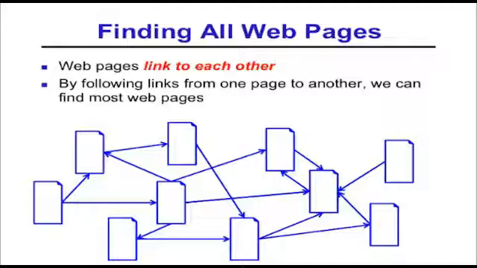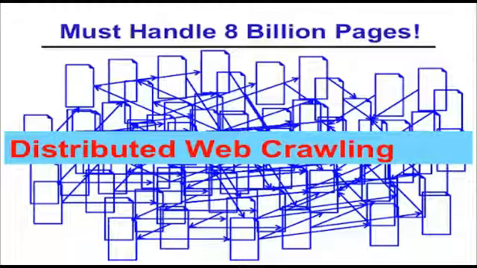This program that goes from page to page, we refer to it as the web crawler. And the issue with web crawling is that the web doesn't look like this. The web looks more like this. The web has billions upon billions of pages. Google doesn't disclose how many pages it indexes, but people estimate it to be around 8 billion. So there is a lot of engineering that goes into crawling and indexing 8 billion pages.